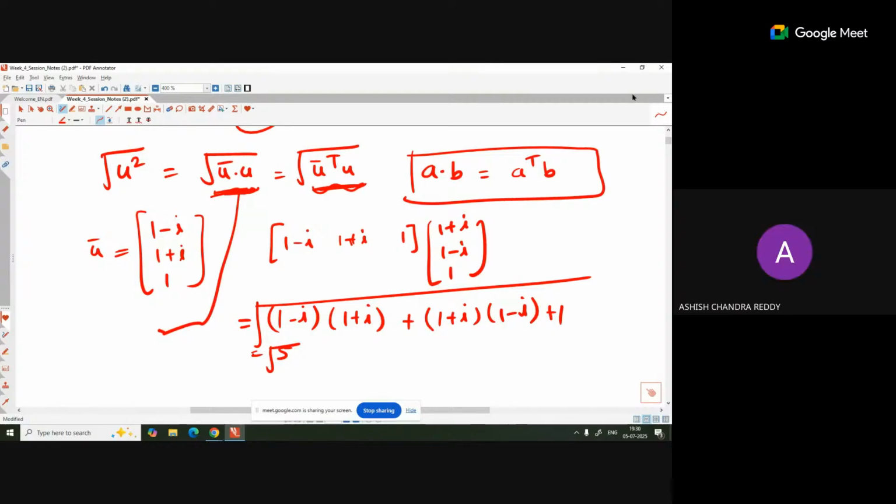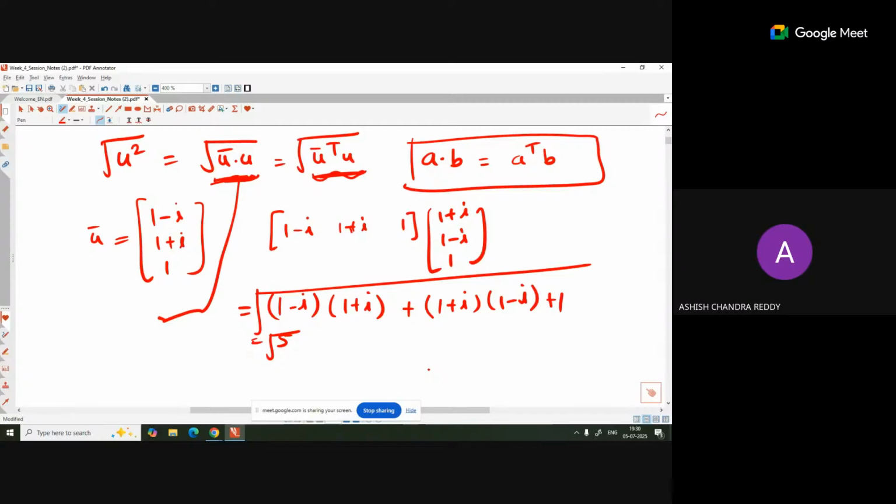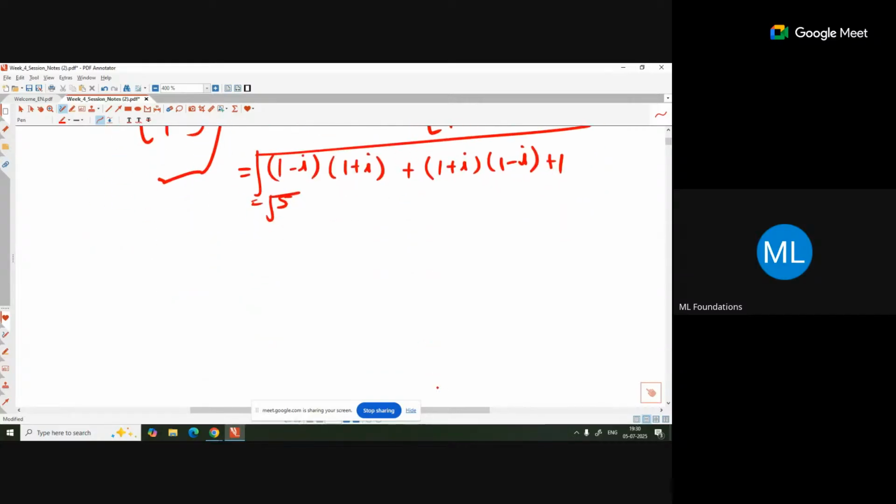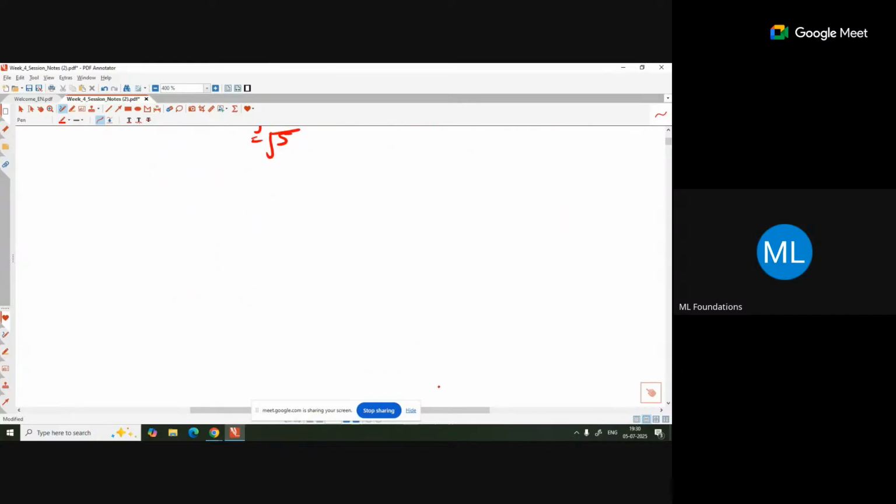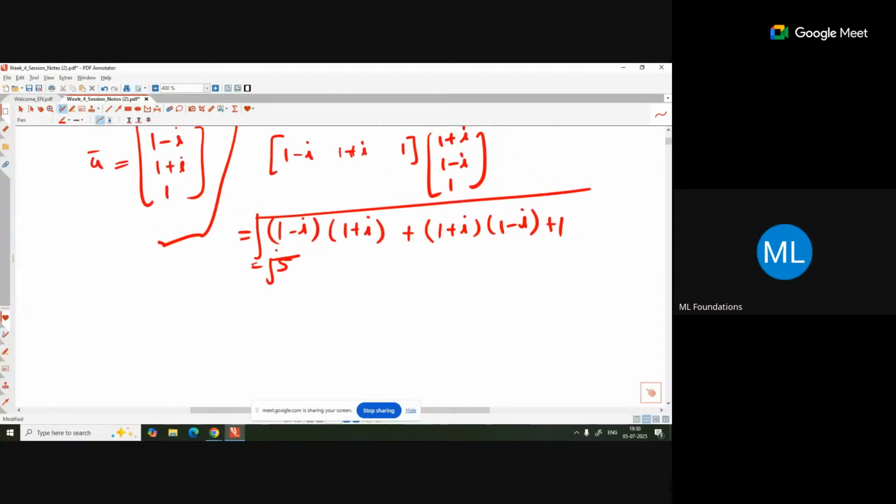Sir, can't we take the square of each one, then add them and take the square root? In complex numbers, how will you do the squares? This is a square only, each element squared. But the thing here is it is complex, right? So the square will become the conjugate of that element.